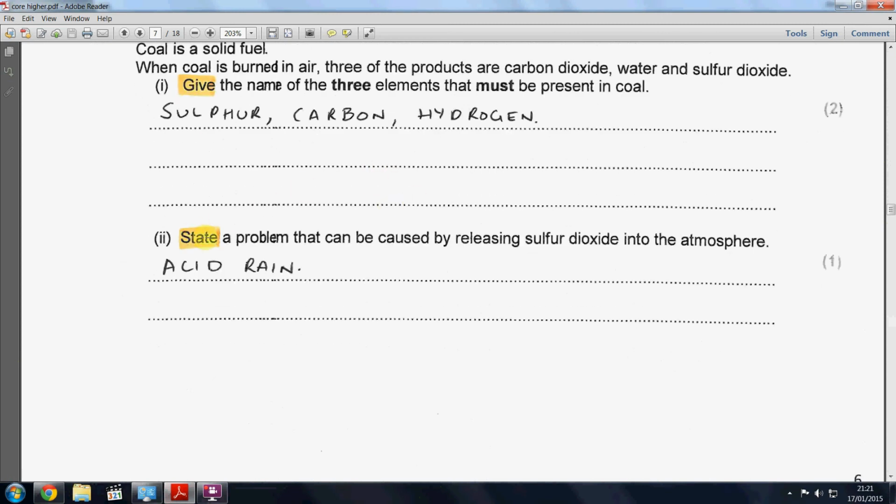Okay, we then have another state question, so we've just got to write something down for this one without any explanation. State a problem that can be caused by releasing sulfur dioxide into the atmosphere. You need to know that that causes acid rain. Not really much else to explain about that one.